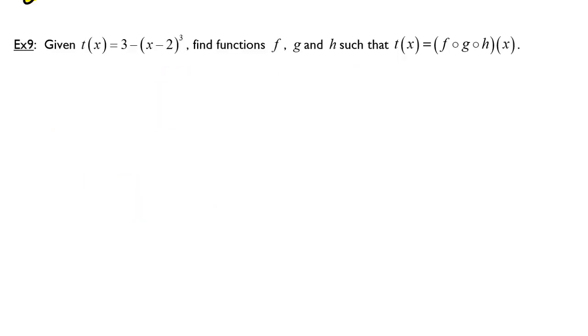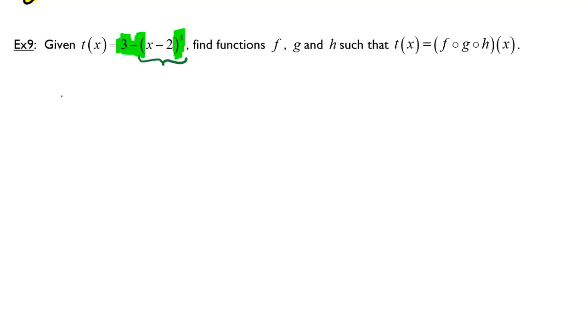Let's take a look at example 9. Given t of x equals 3 minus the square root of x minus 2 cubed, find functions f, g, and h such that t of x is equal to f composed with g composed with h of x. If I look at my outermost function, it's this 3 minus stuff, where the stuff is x minus 2 cubed. But we need 3 compositions.